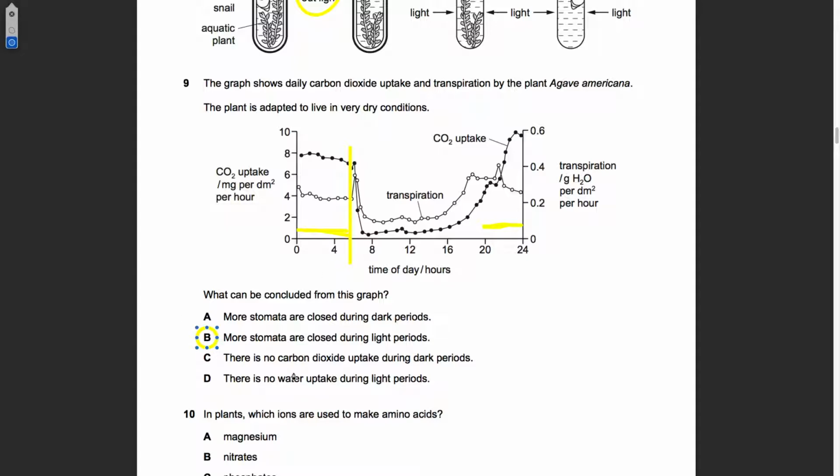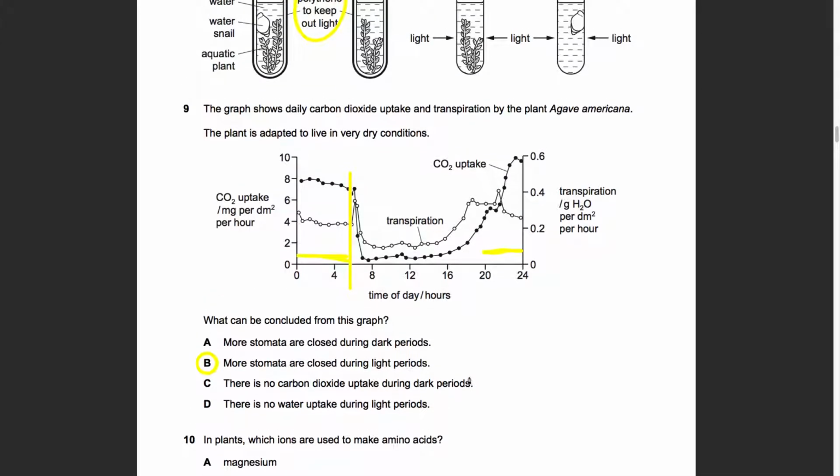Now let's just check C and D that there isn't anything there that might make us change our mind. So C, there is no carbon dioxide uptake during dark periods. Well, at no point does the line for CO2 uptake touch 0. So that's not true. That cannot be the case. There's always some CO2 uptake. It just fluctuates during the day, night, etc. And finally, there's no water uptake during light periods. Well, there's always transpiration, which isn't actually water uptake, that's water loss. So we can't actually know that from the graph, so can't be concluded. Therefore, I'm happy to say the answer is B. Okay, let's go to number 10.